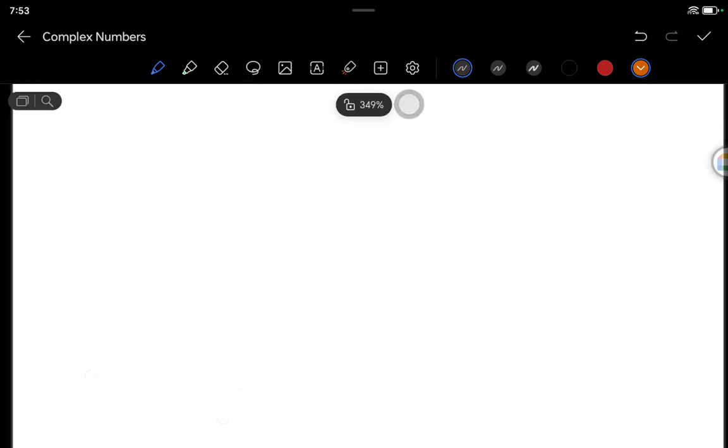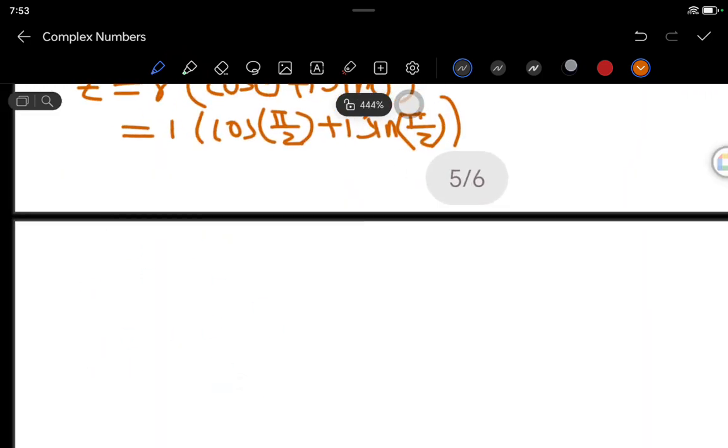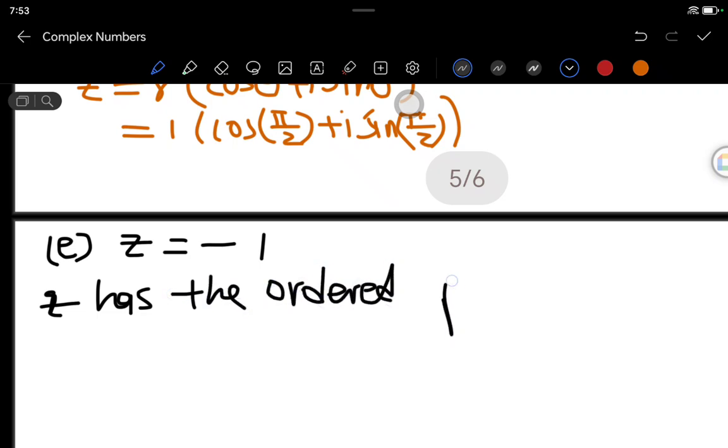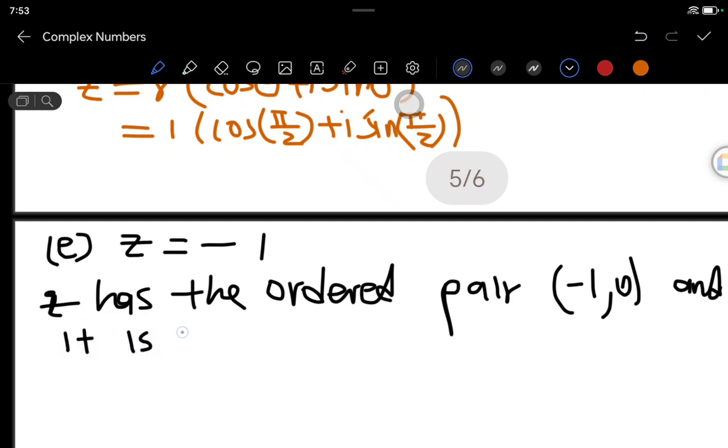Here, remember, was z equals minus 1, right? z is equal to minus 1. So we're going to say that z has the ordered pair minus 1, 0, and it is in the, let's check.